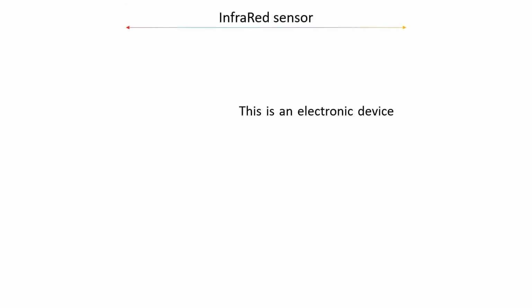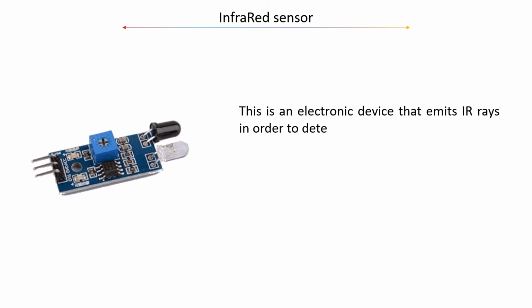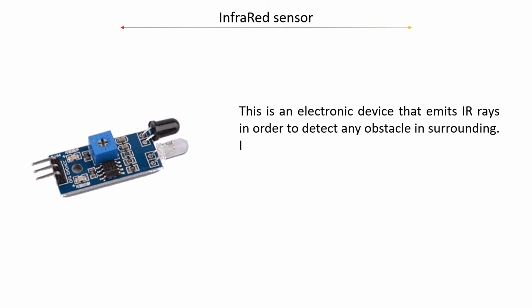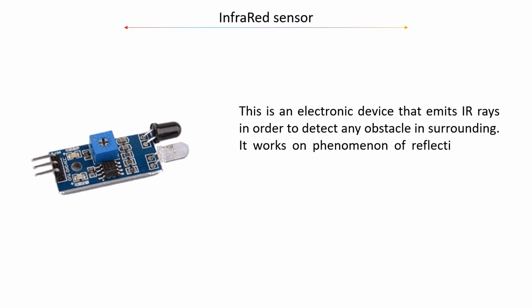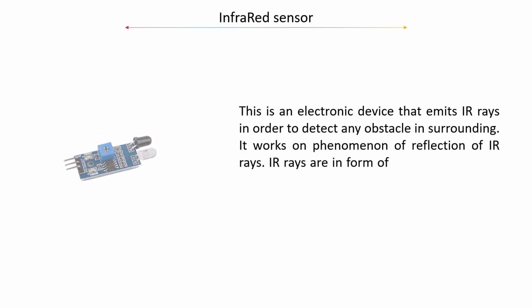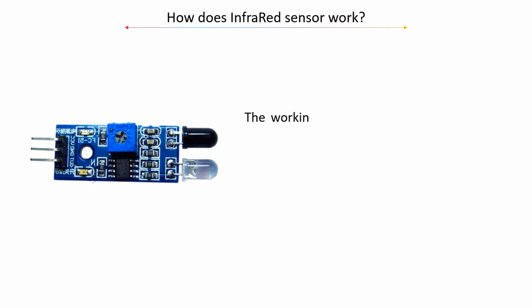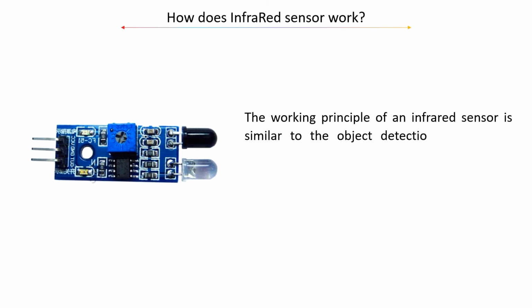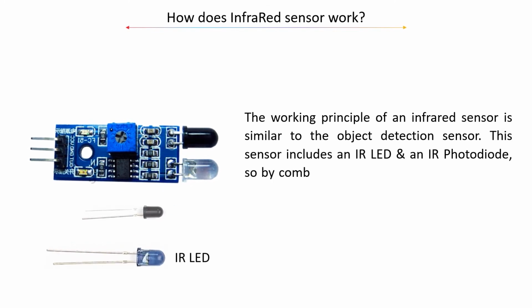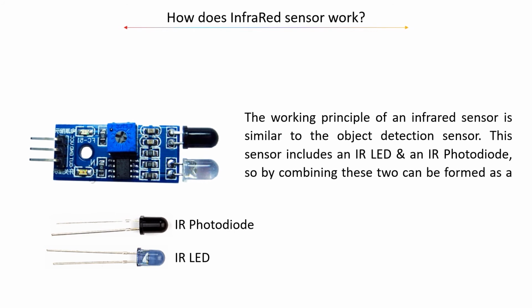Infrared sensor. This is an electronic device that emits infrared rays in order to detect any obstacle in the surrounding area. It works on the phenomenon of reflection of infrared rays. These rays are in the form of heat, so this sensor cannot detect black objects. How does this sensor work? The working principle of an infrared sensor is similar to the object detection sensor. This sensor includes an infrared LED and an infrared photodiode. By combining these two, it can be formed as a photocoupler, otherwise optocoupler.